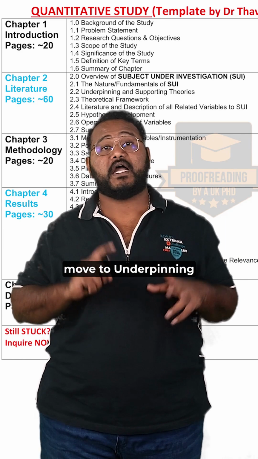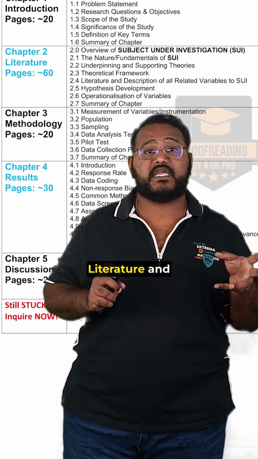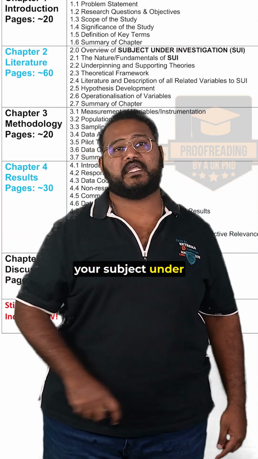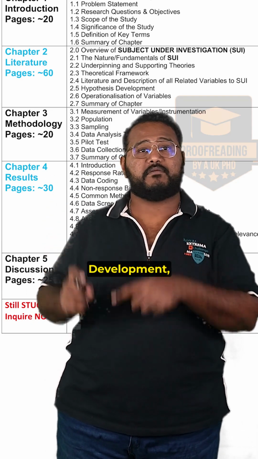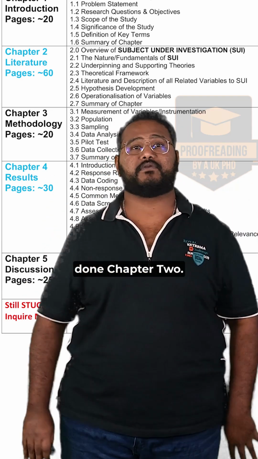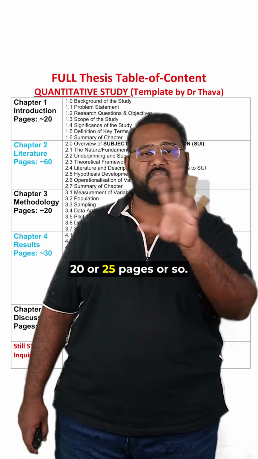Then you move to underpinning and supporting theories. Then you go to theoretical framework, literature and description of all related variables to your subject under investigation. Then you go to hypothesis development, operationalization of variables, summary of chapter. Done chapter 2. In chapter 3, you must have roughly around 15 to 20 or 25 pages or so.